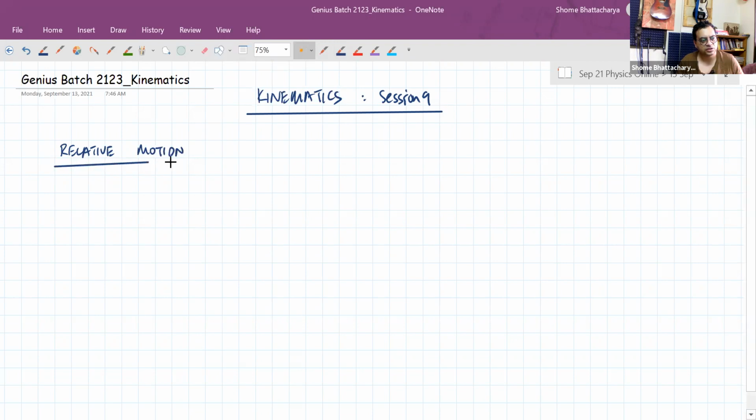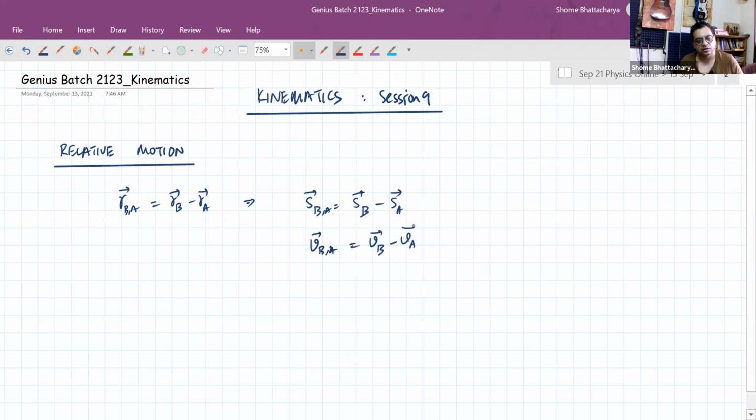So we had seen that the position of one body with respect to another, let's say for B with respect to A, is the position in the absolute frame minus the position of A in that absolute frame. So from this we get displacement. Relative displacement is displacement of B in the ground frame or absolute frame minus displacement of A in the ground frame. Velocity is a similar equation, and acceleration has a similar equation.